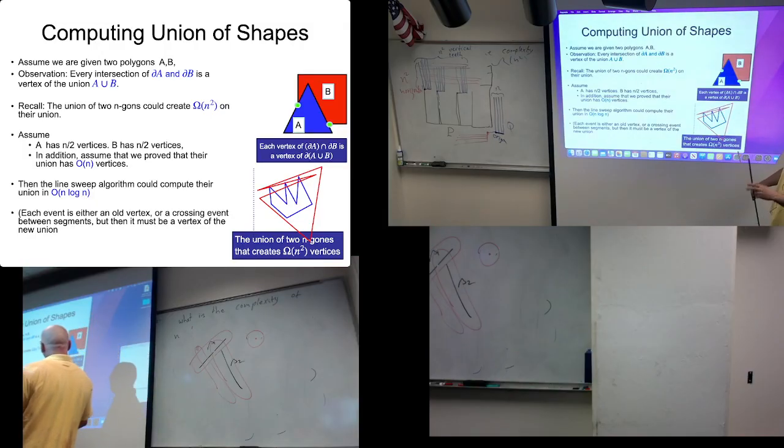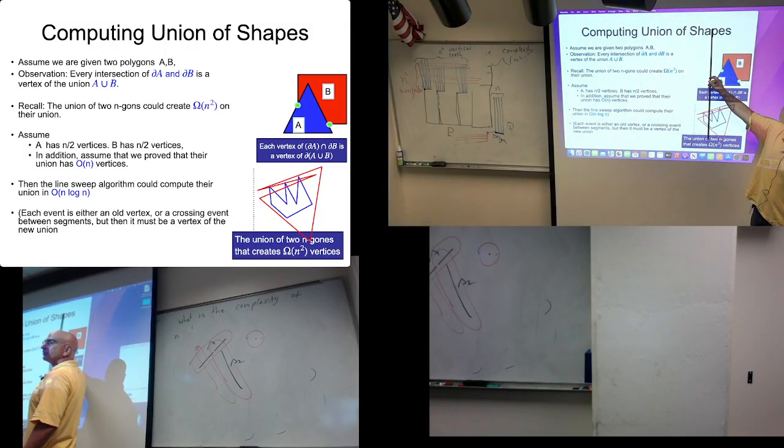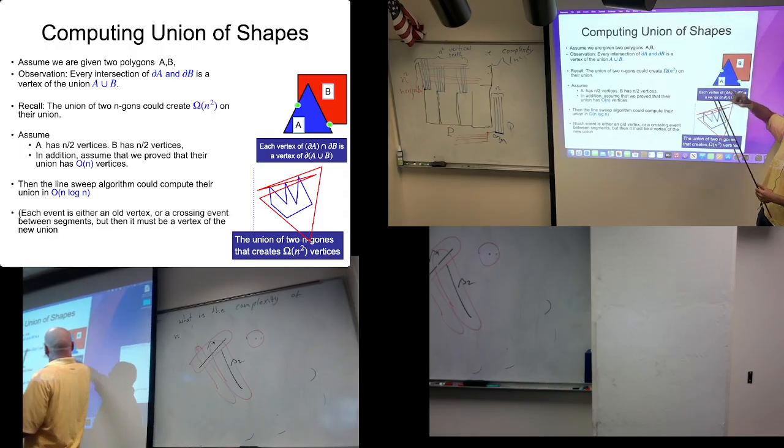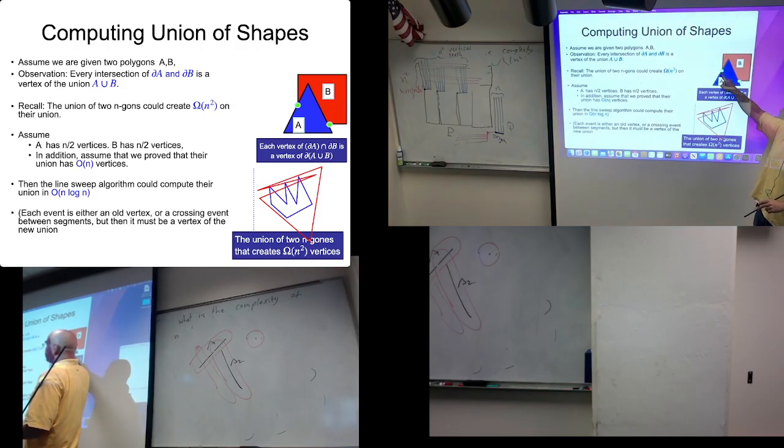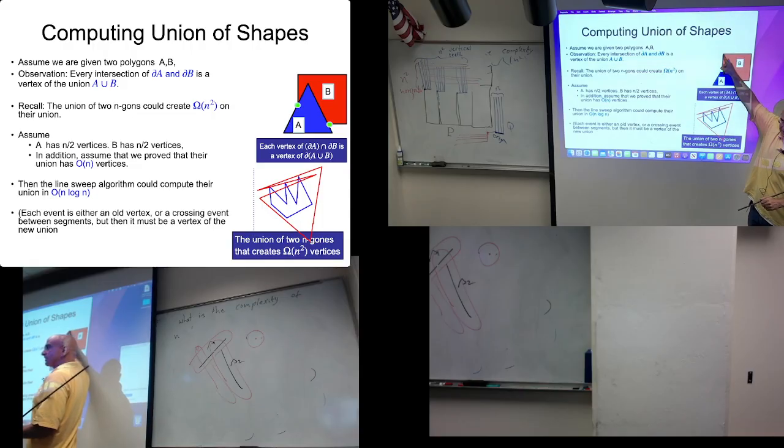Why do we care about this bound? Because if I tell you that the union only has order n vertices, do a line sweep and try to compute the union. Now, I'm only computing the union of two shapes. Maybe very complicated shapes, but only two shapes. What are the events of the line sweep? Possibly I hit a vertex of one polygon. Possibly I hit a vertex of another polygon. These are all events where a segment ends and a segment starts, just based on the line sweep. But I have another type of event, the intersection of two edges, one that comes from this shape, one that comes from the other shape.